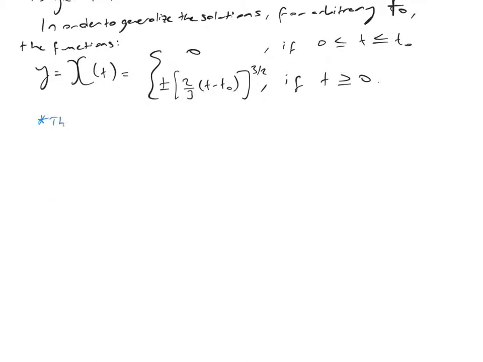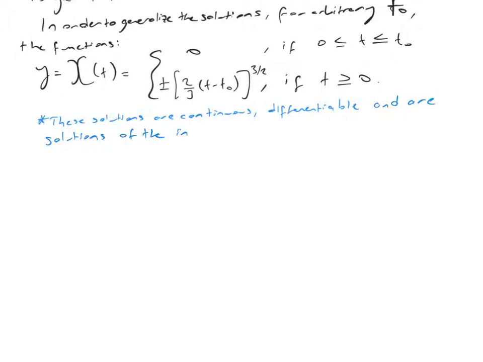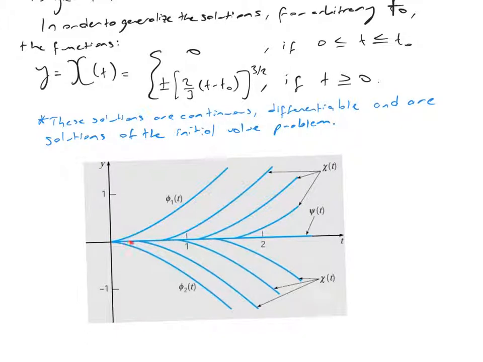These solutions are continuous, differentiable and are solutions of the initial value problem. And here on this graph we see the solutions y is equal to 0 and all other solutions for different values of t sub 0.